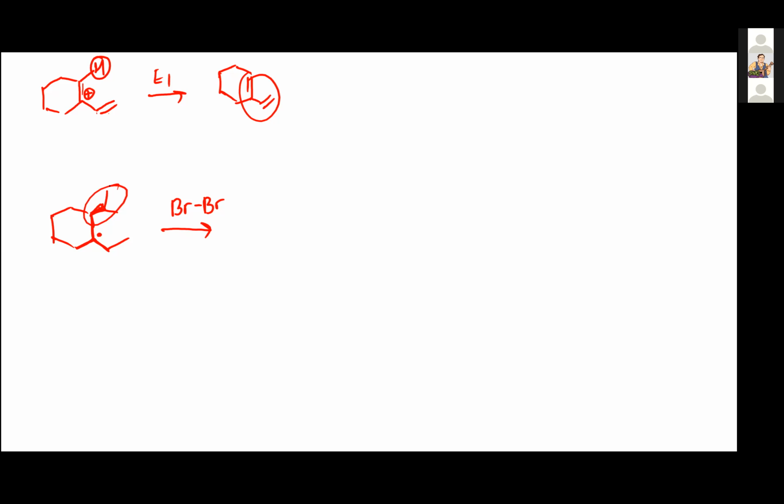And so it's not going to be a 50-50 percentage of the bromine adding from the bottom or the top. It's going to preferentially add from the bottom, because when it does that, the bromine doesn't need to navigate past that isopropyl group.